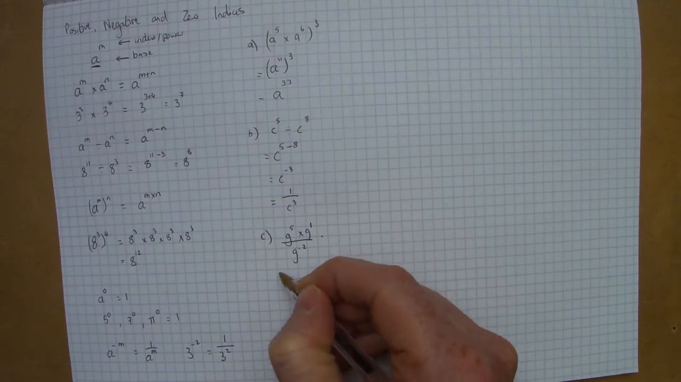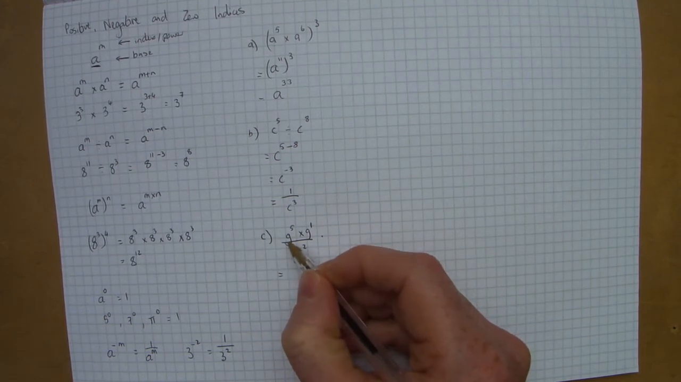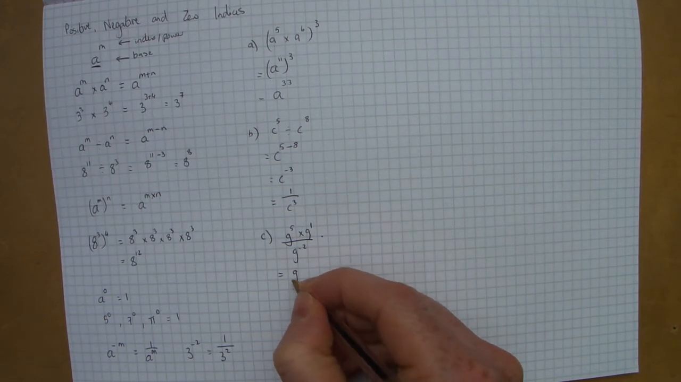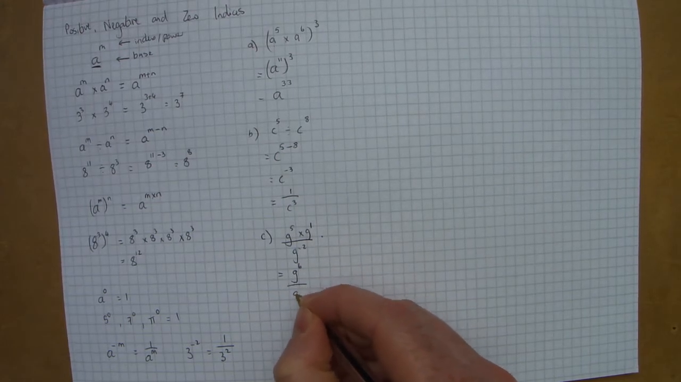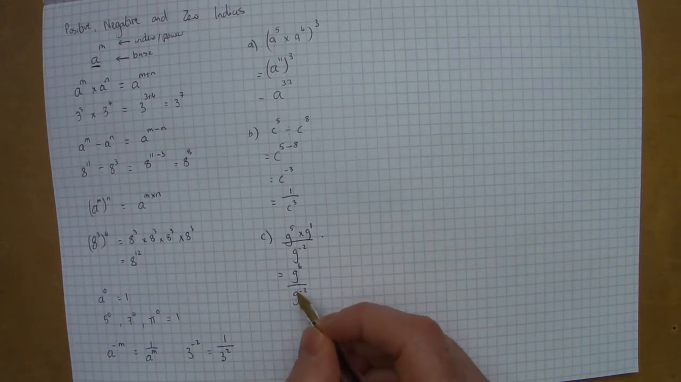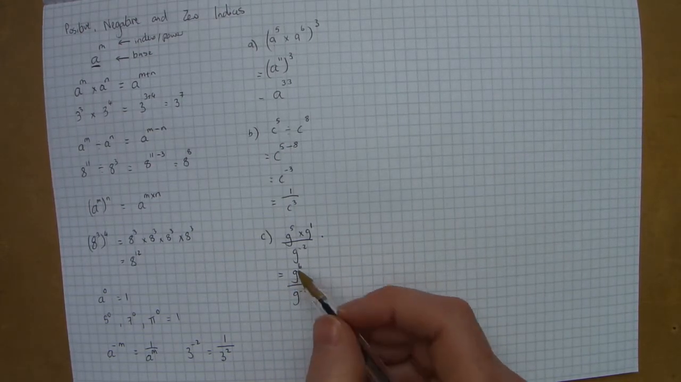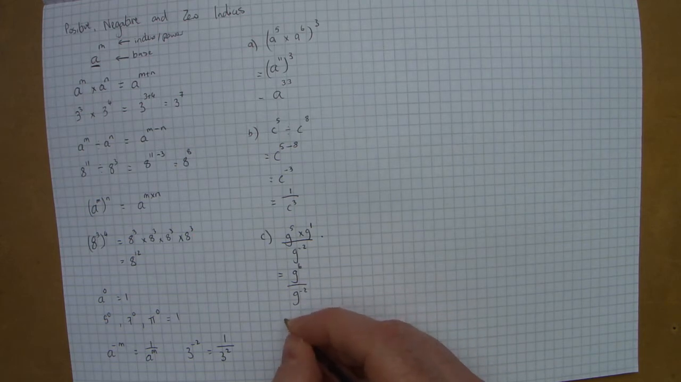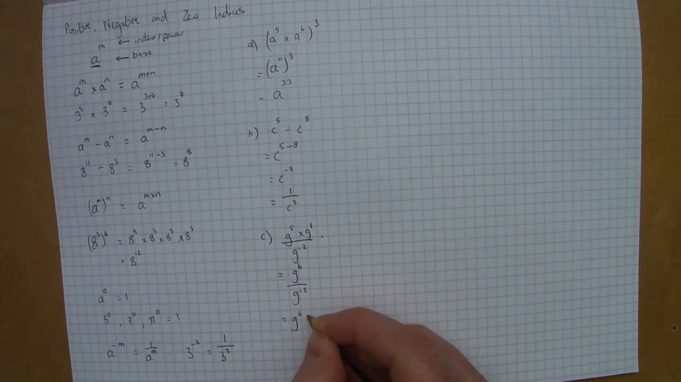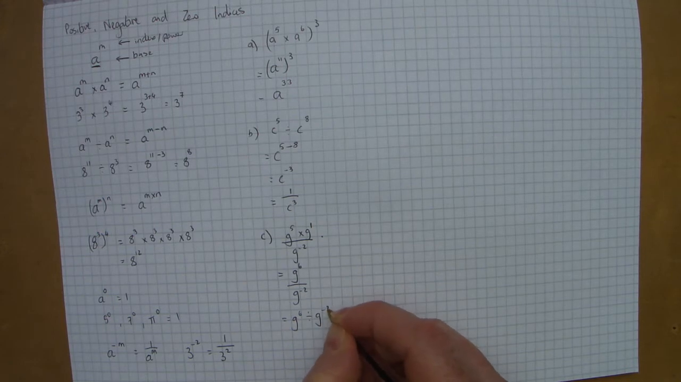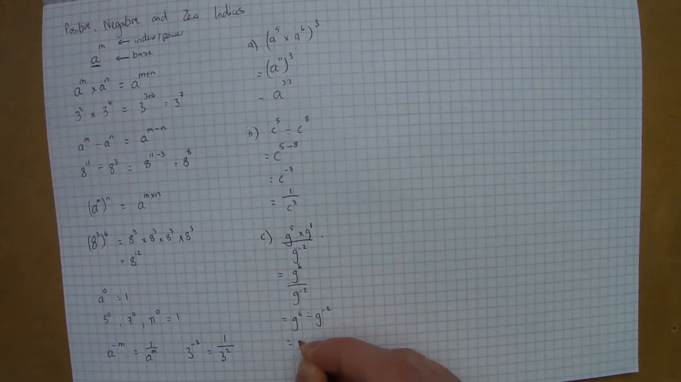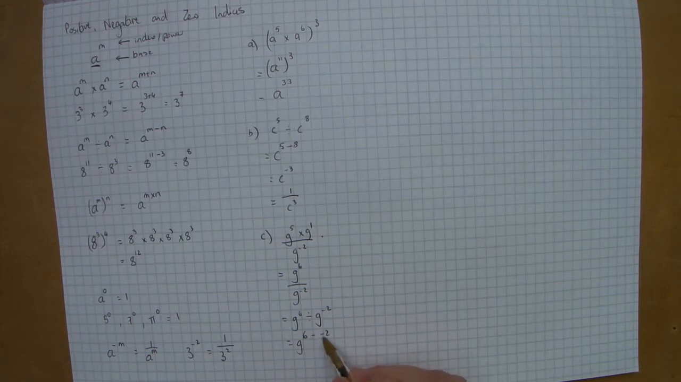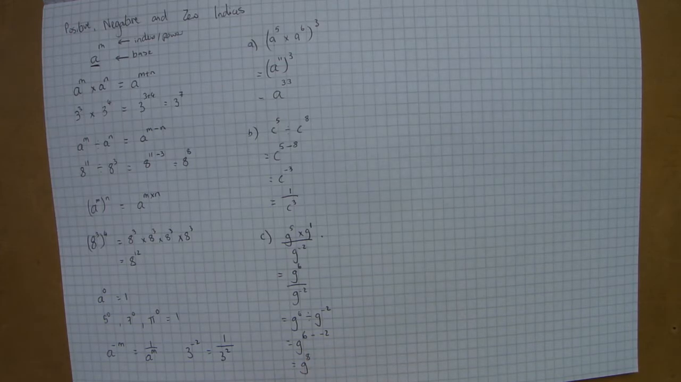We'll do the top first of all, and we'll add the powers together, so it's g to the power of 6 over g to the power of minus 2. Now this over means divide, a fraction is the top divided by the bottom, so that's going to be g to the 6 divided by g to the minus 2, which means we're going to subtract the indices, so it's g to the 6 take away minus 2, and the two minuses make a positive. So that's g to the power of 8, because it's 6 plus 2.